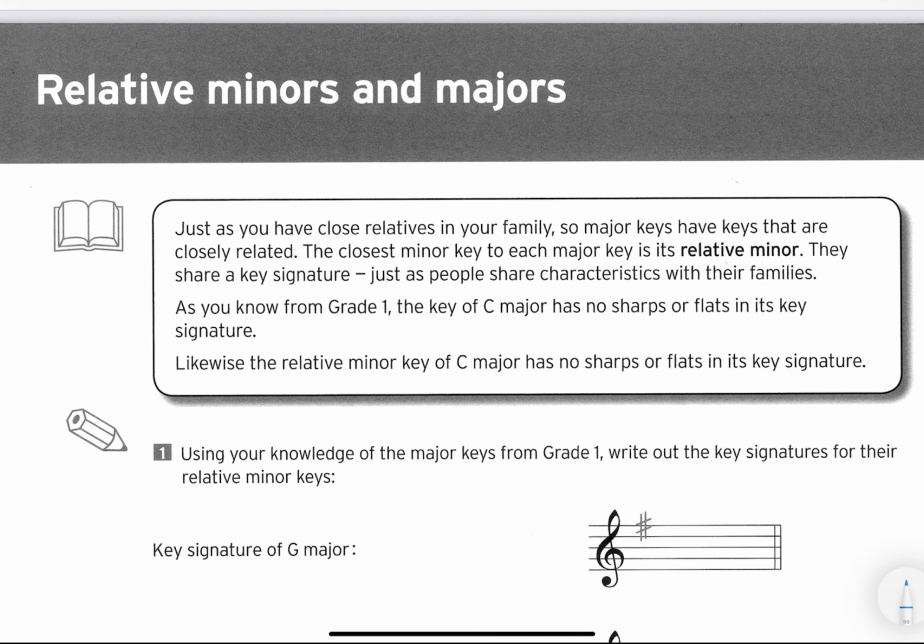So as we have studied in grade 1 also, just as you have relatives in your family, major keys have keys that are closely related. The closest minor key of each major key is its relative minor. As you know from grade 1, the key of C major has no sharps or flats in its key signature. That means the relative minor will have the same key signature as its relative major key.